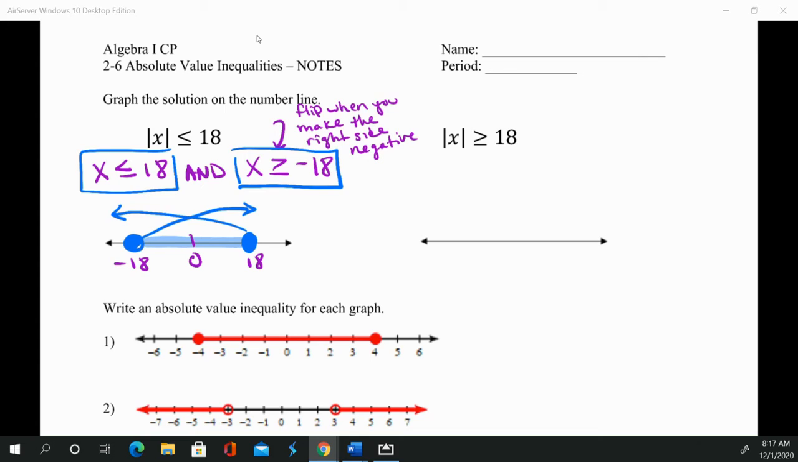Okay, now let's try another one. So we always have what's given: absolute value of x is greater than or equal to 18. x can also be less than or equal to -18. Again, we always want to flip the inequality symbol when we set that right side equal to the negative number.